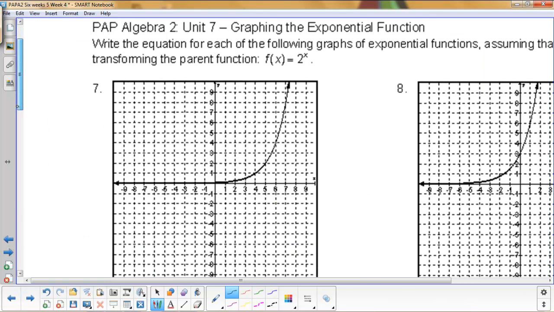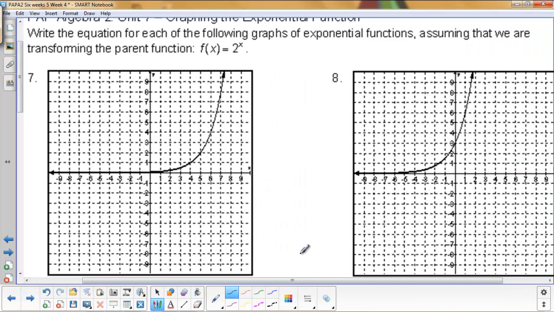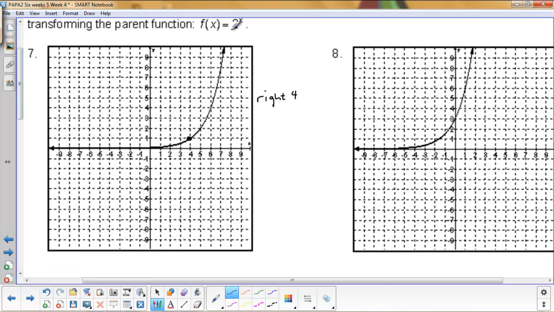Alright, in question number 7 and question number 8, we're going to use the parent 2 to the x power, and we're going to see what happened in this problem. So what I'm going to really look for here is that critical value. That critical value is the one that is normally at 0, 1. But in this case, it does not occur until all the way over at 4, 1, which means that I have a shift to the right 4 units. Because the parent function is 2 to the x power, it's going to be y equals 2 to the x minus 4 power.